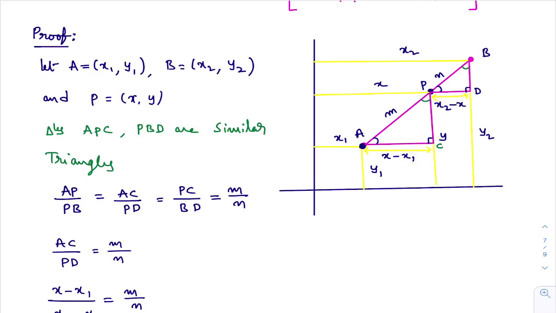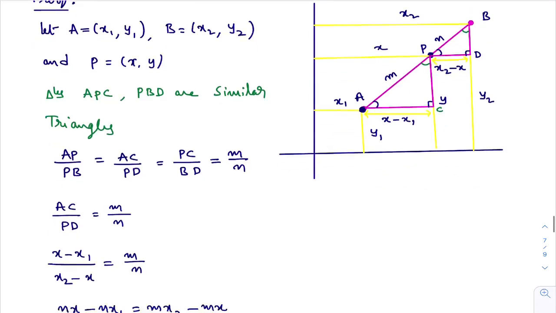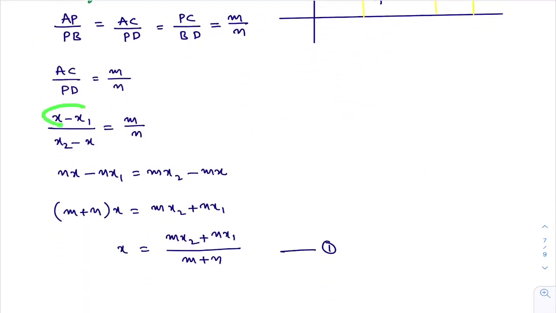What is PD? I want this length. This length is x2, correct? This length is x. So PD is x2 minus x. You can understand this easily, right? So here AC is x minus x1, and PD is x2 minus x, equal to m/n.